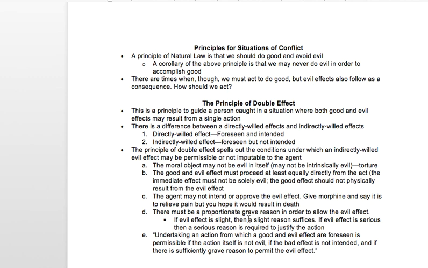Okay, so the principle of double effect is used for situations of conflict, precisely when you have to act to do good, but there's an evil effect that follows. And by the way, just war theory very much deals with the principle of double effect, right? It's very much about how one must act, and the intent must be to do something good. Then you have to ask yourself, make sure you are not intending harm, and whether the evil effect and the good effect are proportionate. Okay, so that is the principle of double effect, which is used to handle many situations of conflict.